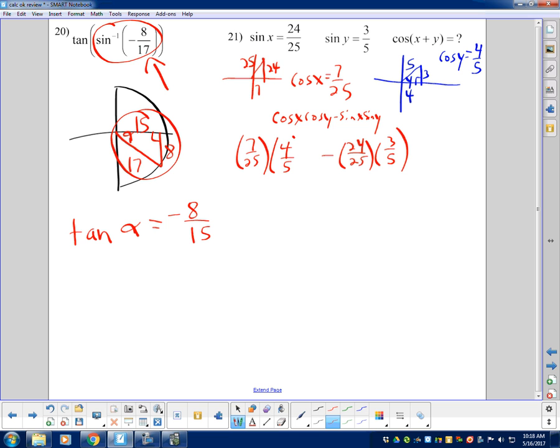So we got to draw the picture first, fill in the blank for cosine x, cosine y, and then we can find cosine of x plus y. So we got 28 over 125 minus 72 over 125, which equals negative 44 over 125, and so that is cosine of x plus y in this case.